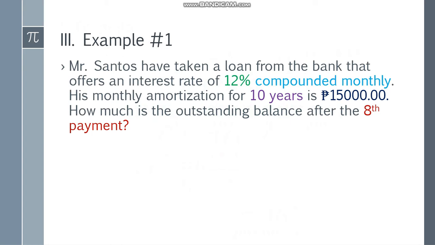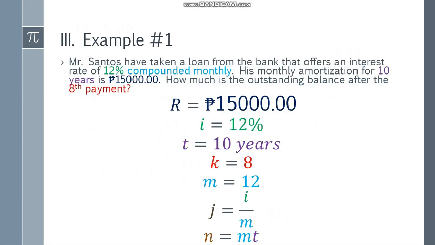So let's place all the given. R is equal to 15,000 pesos. I will be 12%, and T is 10 years. K is 8 because it's the 8th payment. M will be 12 because of the word monthly.